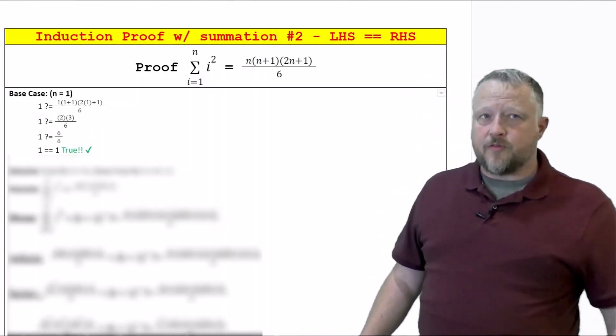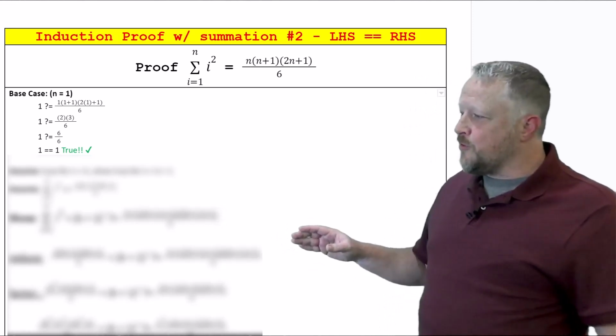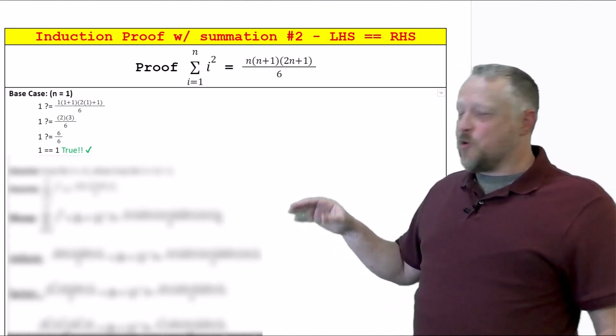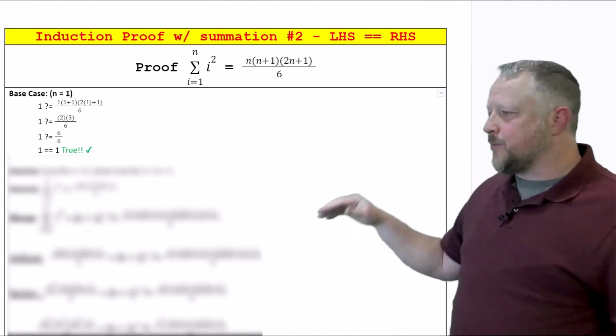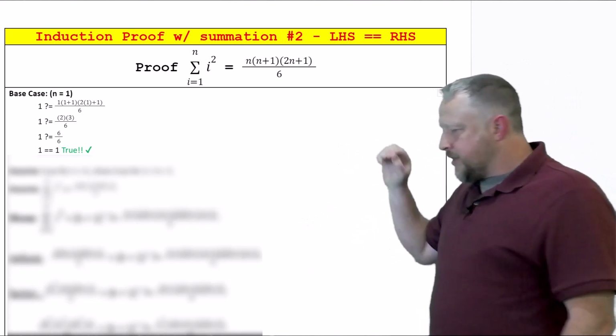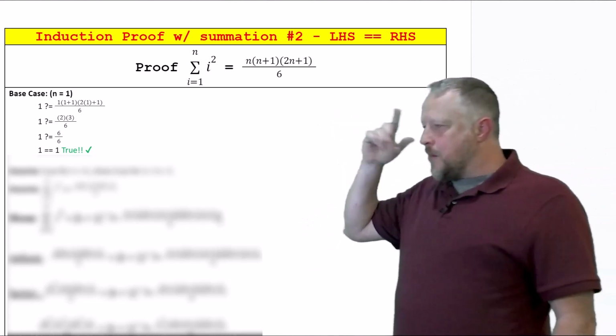So here's our next proof. In our next proof, we got a lot of things going on. So again, I'm not even worried about the base case. I'm not worried about the induction step yet. I'm just looking at the problem going, okay, what do we got in here?